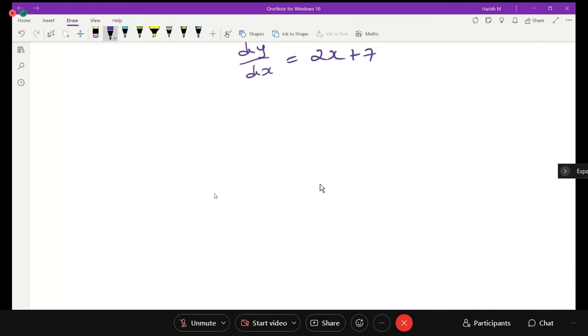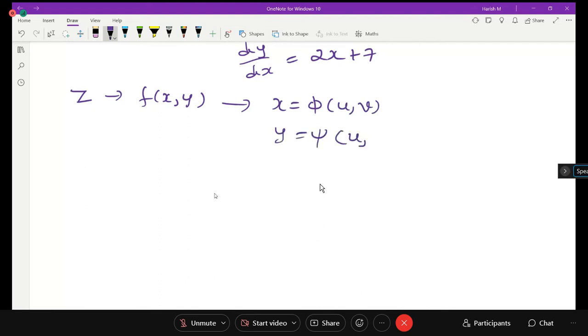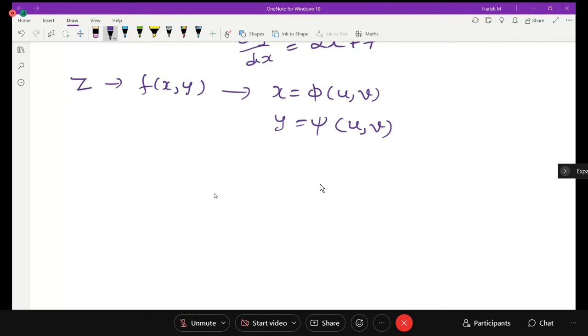Now, I will move on to the extension of the total derivative. So far, I have considered z as a function of x and y, and x as a function of t. Now, what I will do is take x as a function of two more variables, and y is also a function of two more variables. Can we still expect an ordinary derivative now?